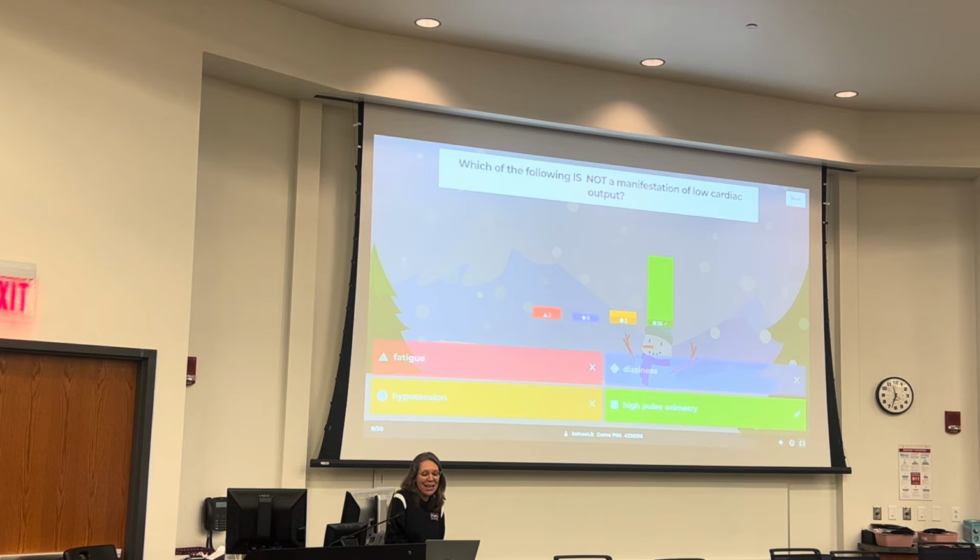Okay, so which is not a manifestation of low cardiac output? Okay, we've talked about cardiac output some, decreased cardiac output, how it's a bad thing. It just means that your heart isn't functioning and pumping like it should. End result of that is we're not perfusing. Okay, so low cardiac output is a bad thing. So that would kind of help you in narrowing down your choices. You see 3 things that you don't want, 1 thing that would be a good thing, so that would be your choice, right? So which of the following is not a manifestation of low cardiac output?